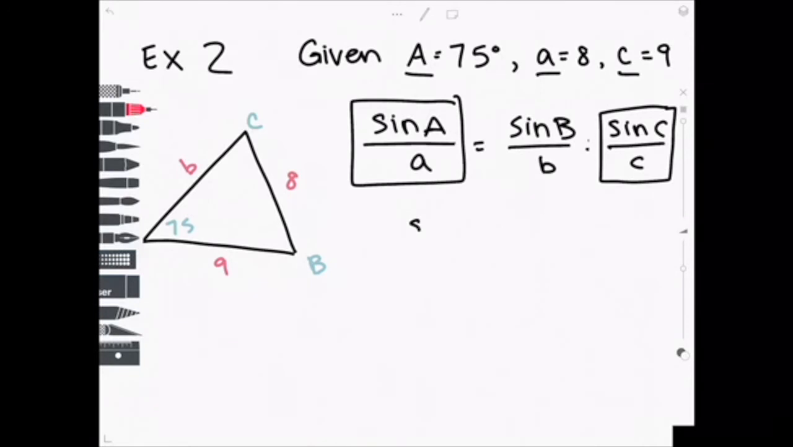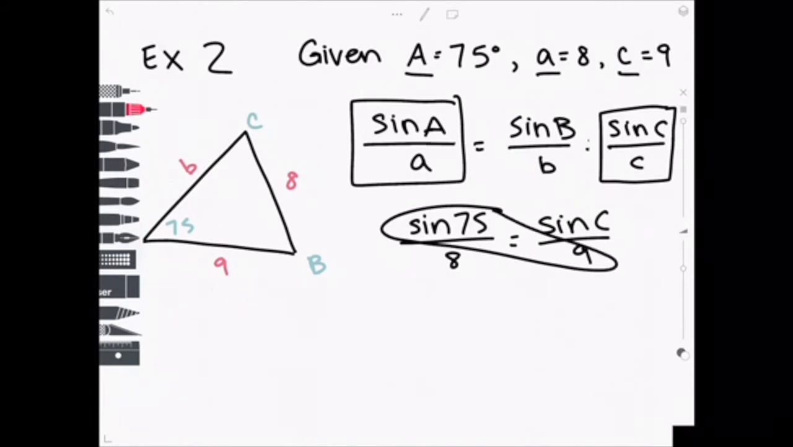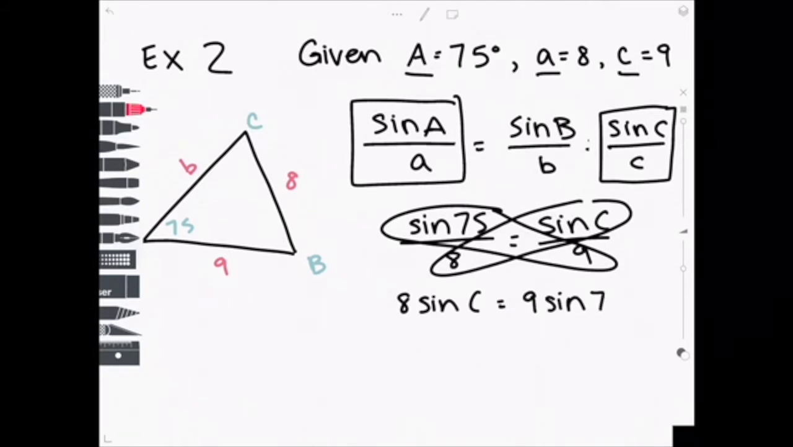So from here, you just plug it in. So it's sine 75 over 8 is equal to sine C over 9. And sine C is actually what we're trying to figure out. So from here, you just cross multiply, and you write it out as 8 times sine C is equal to 9 times sine 75. Now, in order to isolate sine C, you divide both sides by 8.